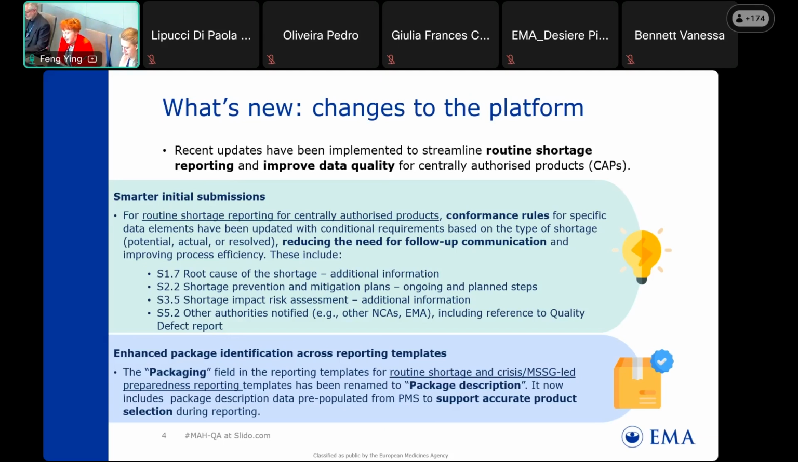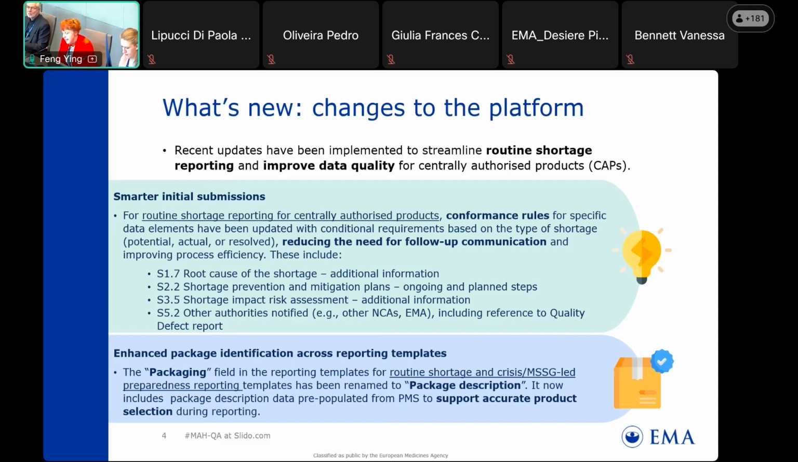In addition to that, we've also added some package identification across the reporting template. So we are now displaying information on the packaging, which has now been renamed to package description to be more accurate in terms of what we are displaying, and it includes package description data, which is pre-populated directly from PMS. And again, that's to support accurate product selection during reporting.